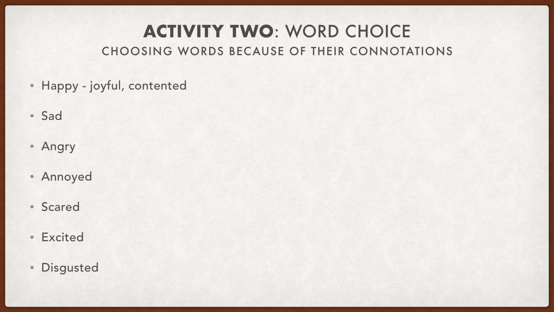So what I want you to do just now, and this might take between 5 or 10 minutes, is pause the video, and for each of the other emotions, sad, angry, annoyed, scared, excited and disgusted, write down 2 words that would change the meaning because of their connotations. So for happy, I've written down joyful and contented.